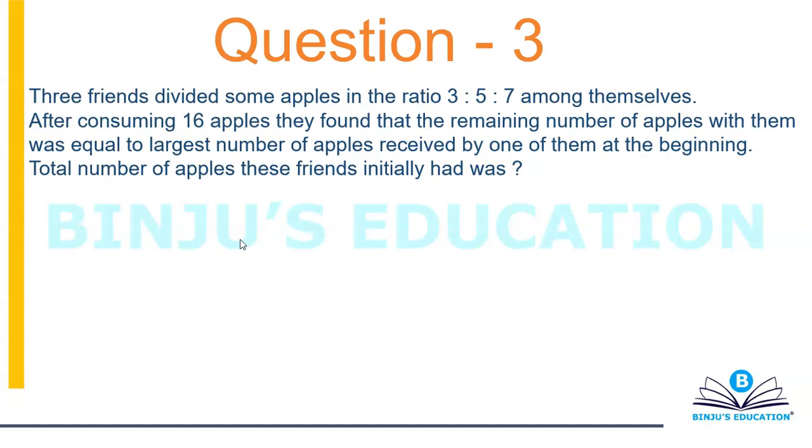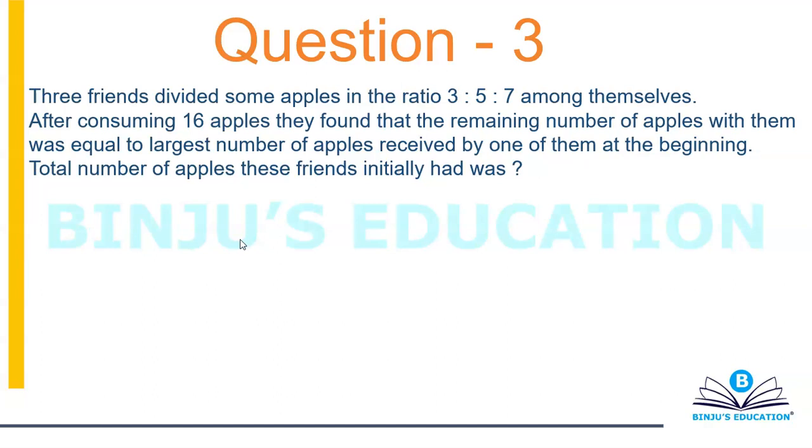Alright, let's see. So 3 friends divided some apples in the ratio 3:5:7 among themselves. After consuming 16 apples, they found that the remaining number of apples with them was equal to the largest number of apples received by one of them at the beginning. And we need to find out the total number of apples the 3 friends have initially. Alright, so what can we do?